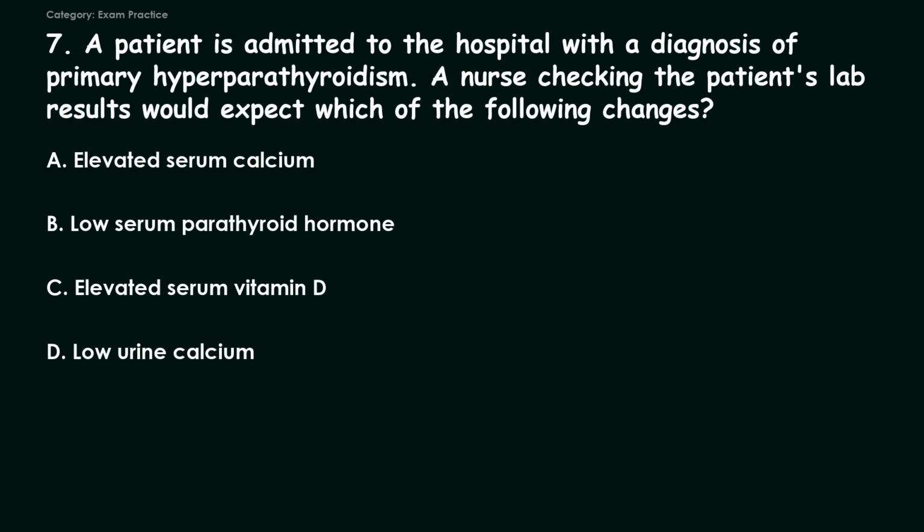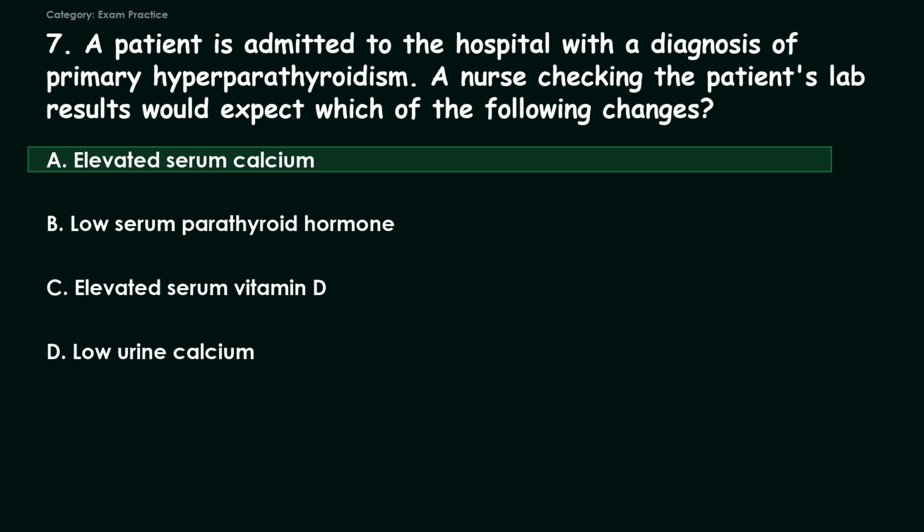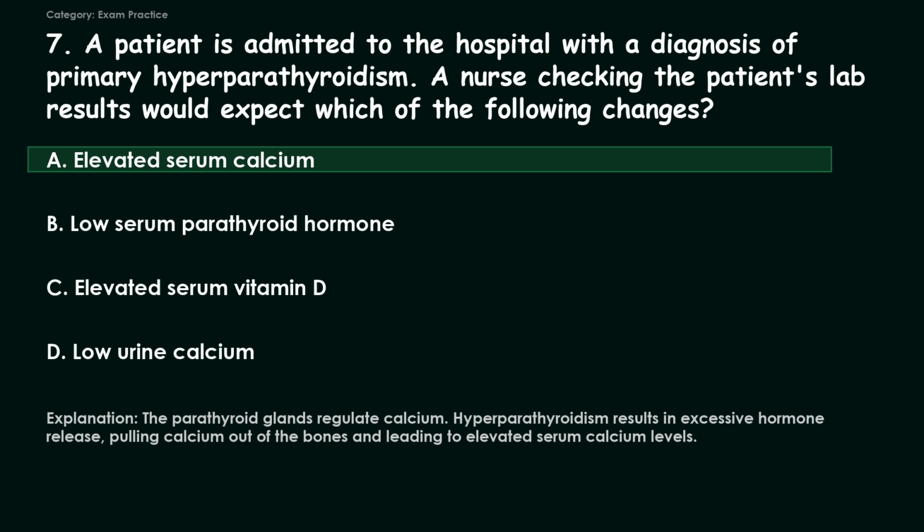Question 7. A patient is admitted to the hospital with a diagnosis of primary hyperparathyroidism. A nurse checking the patient's lab results would expect which of the following changes? Option A. Elevated serum calcium. Option B. A low serum parathyroid hormone. Option C. Elevated serum vitamin D. Option D. Low urine calcium. The correct answer is option A. Elevated serum calcium. The parathyroid glands regulate calcium. Hyperparathyroidism results in excessive hormone release, pulling calcium out of the bones and leading to elevated serum calcium levels.